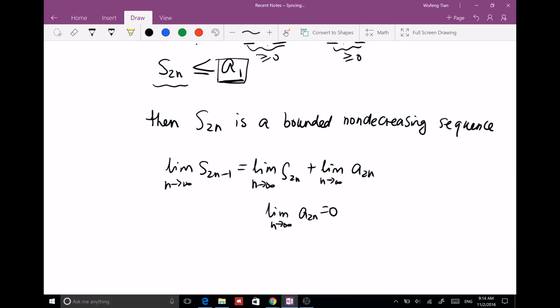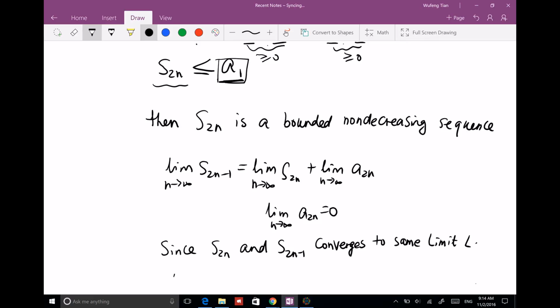Okay, so since S_{2n} and S_{2n-1} converge to the same limit L, it follows that S_n also converges.